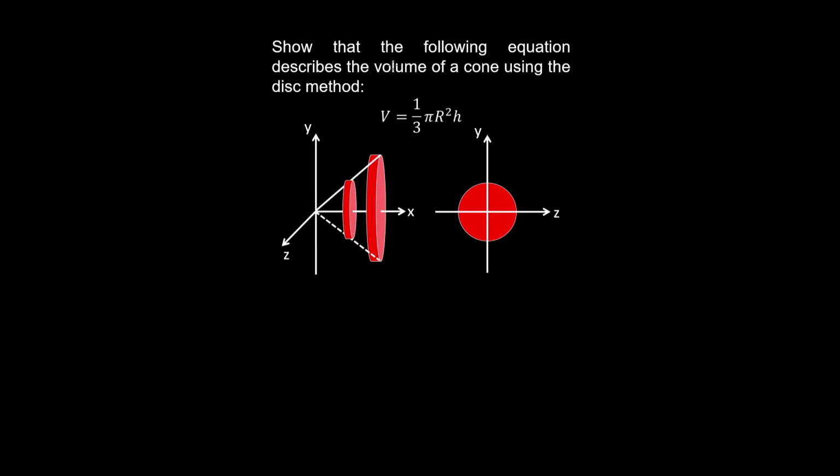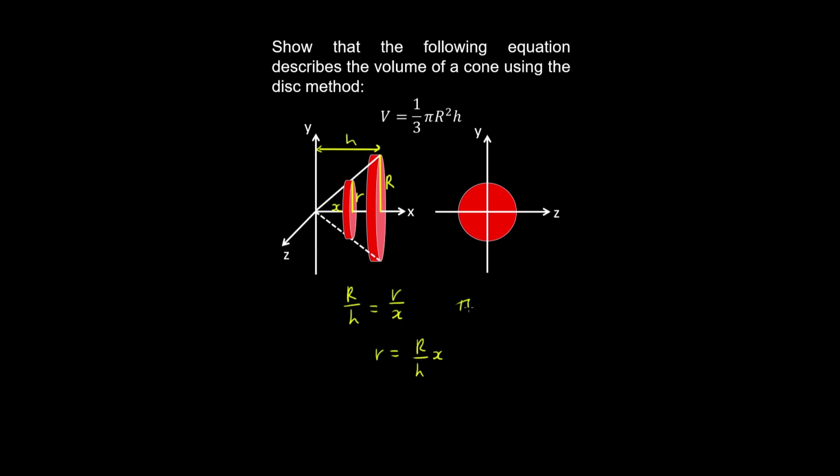Let's show the following equation describes the volume of a cone using the disk method. Well, given the cone has some radius R and some height h, and the radius somewhere along the height is defined as r, which is at some distance x from the apex. Then by similar triangles, we can write r on h is equal to r on x. And therefore r can be written as R on h multiplied by x. And that's the radius of any disk along the height.